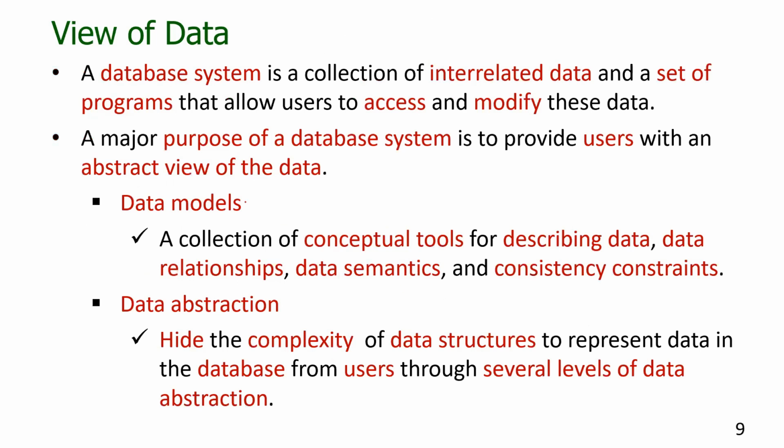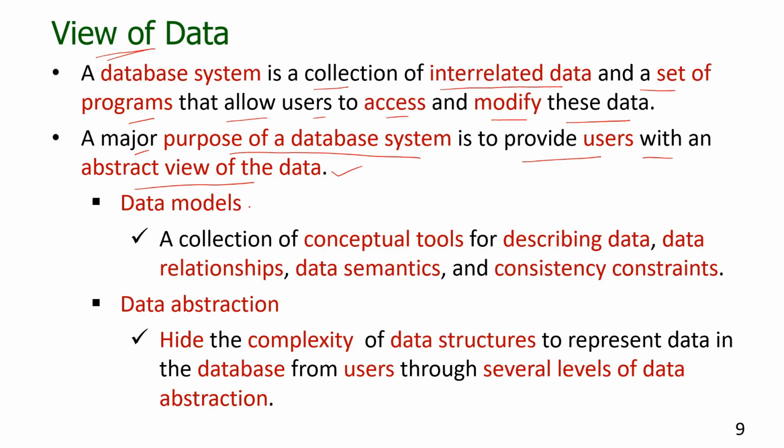Then coming to the view of data. View of data is one of the important concepts in databases. A database system is a collection of interrelated data and a set of programs that allow users to access and modify this data. That is the role of a database system. A major purpose of a database system is to provide users with an abstract view of data. Abstraction means data hiding. Only basic details are shown; implementation details are hidden for security purposes.